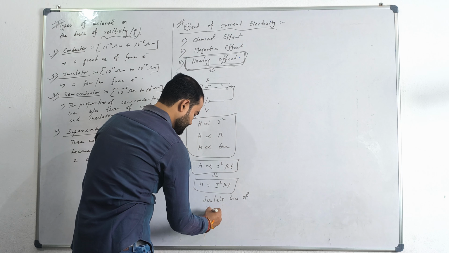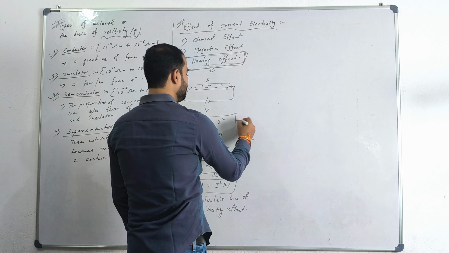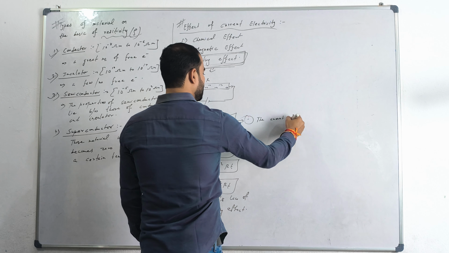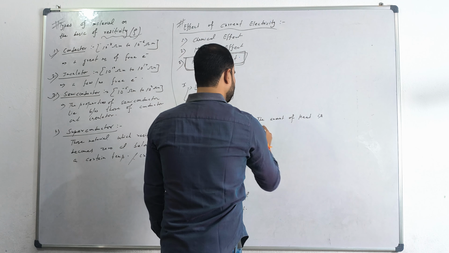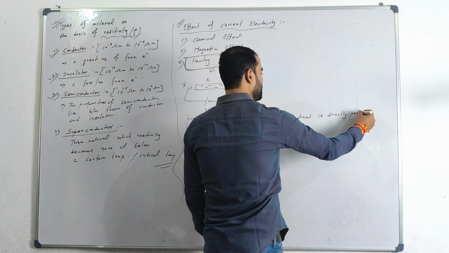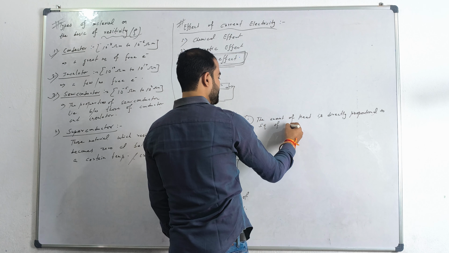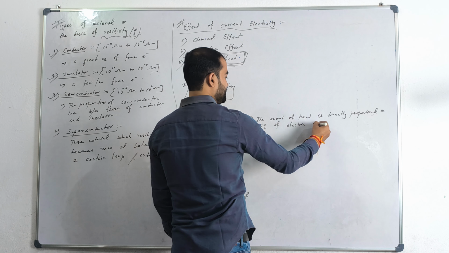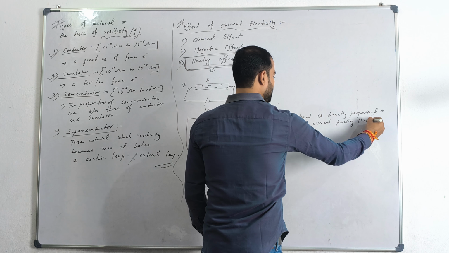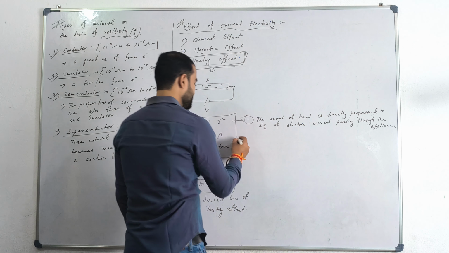Joule's law of heating effect means simply, the first statement is the amount of heat is directly proportional to the square of the electric current passing through the conductor, passing through the appliance or conductor.